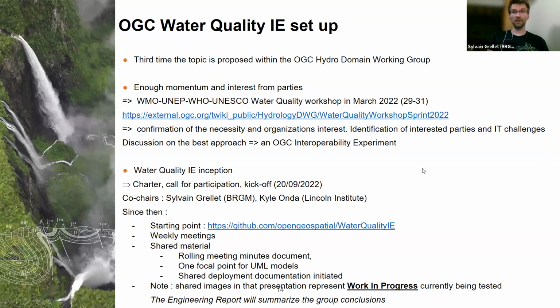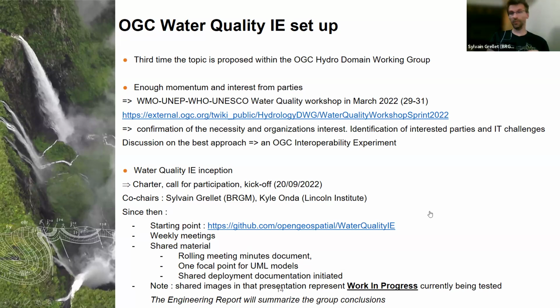You have the link on the wiki, and like 3 days workshop with several international organizations that confirmed the necessity of working together on that, identify interested organizations. And we concluded that the best approach to come up with something would be setting up an interoperability experiment. So apart from the OGC process, we kicked that off in September 2022. I'm co-chairing it with Skylanda from the Lincoln Institute. And since then, we've had weekly meetings.